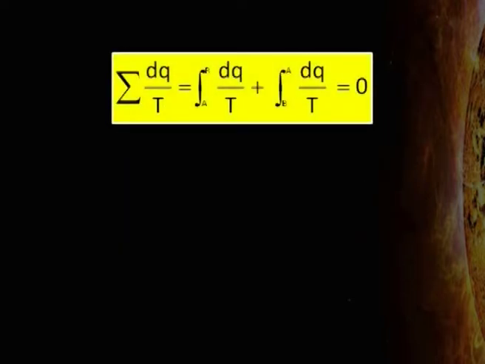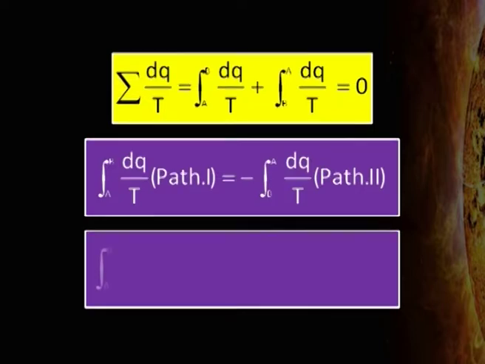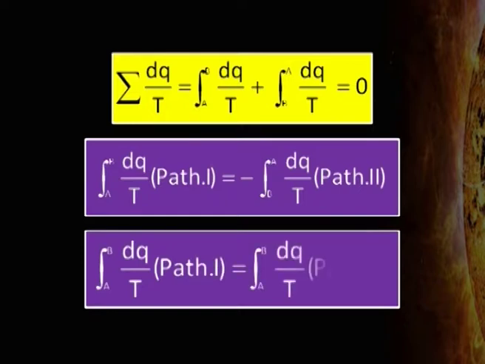From the equation, summation of dq/T equals the integral of dq/T in the limits A to B plus the integral of dq/T in the limits B to A equals 0, we get the integral of dq/T in the limits A to B for path 1 will be equal to minus the integral of dq/T in the limits B to A for path 2, or it can be said that the integral of dq/T in the limits A to B for path 1 is equal to the integral of dq/T in the limits A to B for path 2.